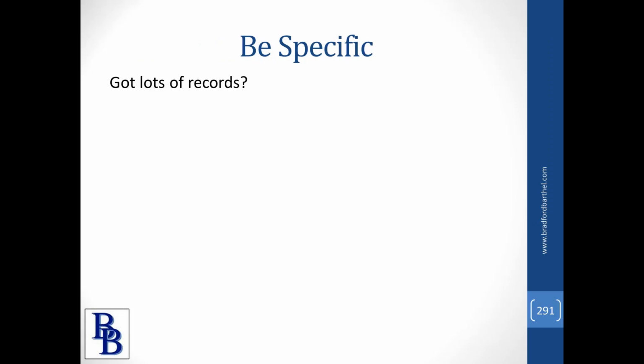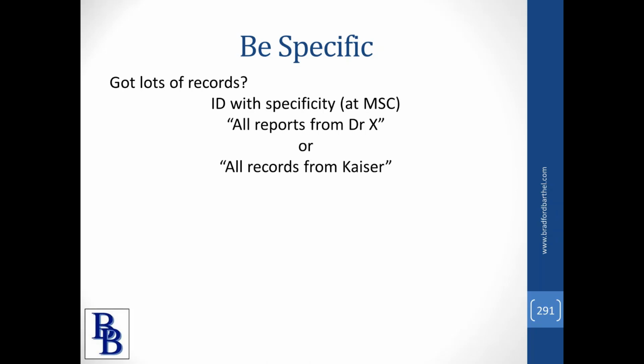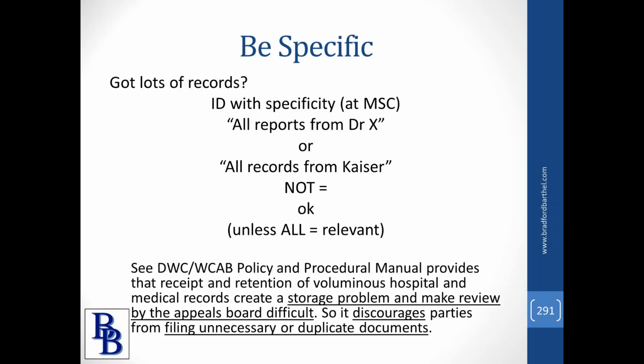You do want to be specific when listing records at the time of the MSC, and you've got to identify them with specificity. All reports from Dr. X will not do the trick, or all records from Kaiser most certainly won't do the trick. This is not sufficient unless, of course, all the reports of Dr. X are what you want to introduce, or you really truly want to introduce all 12 volumes of the Kaiser records, most of which were bills and useless anyway.